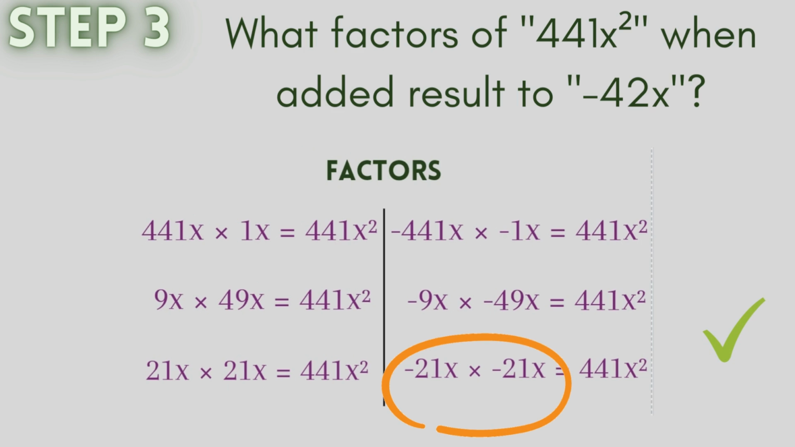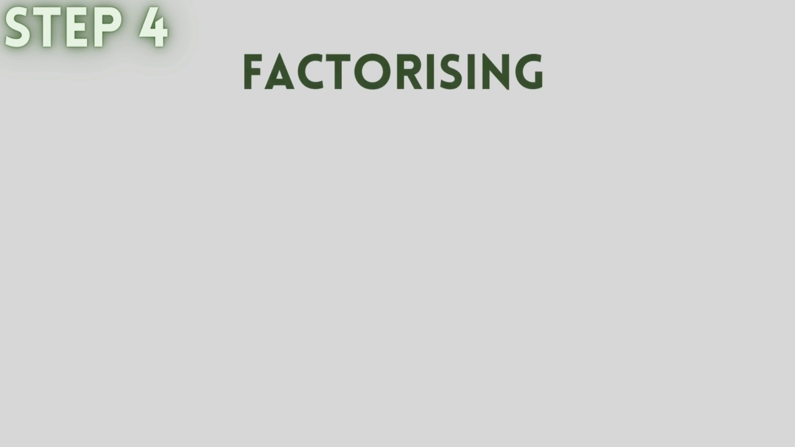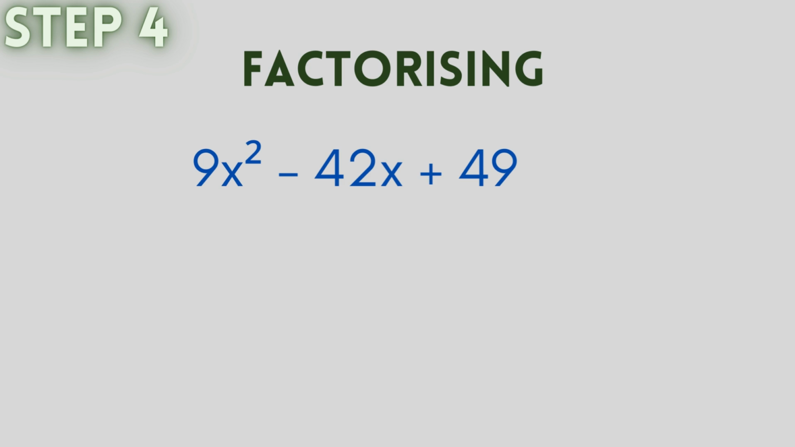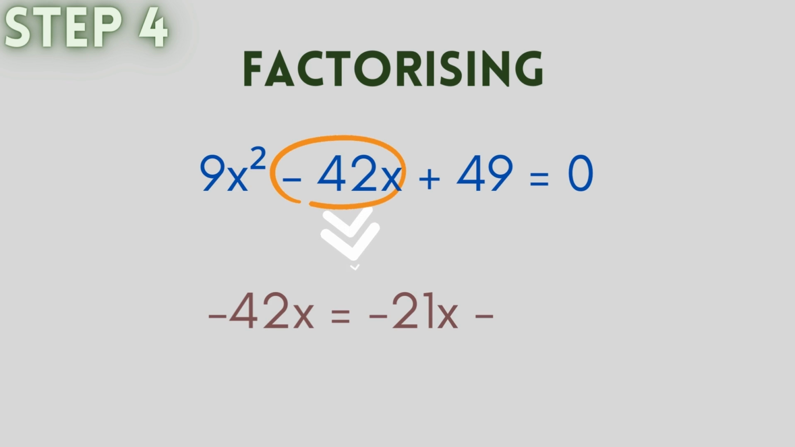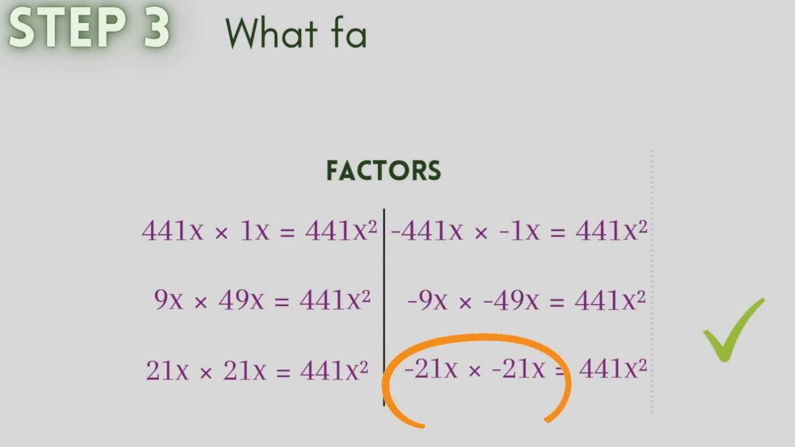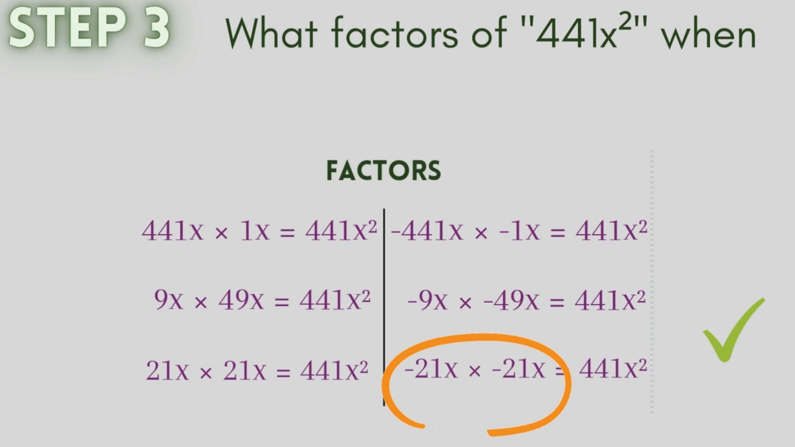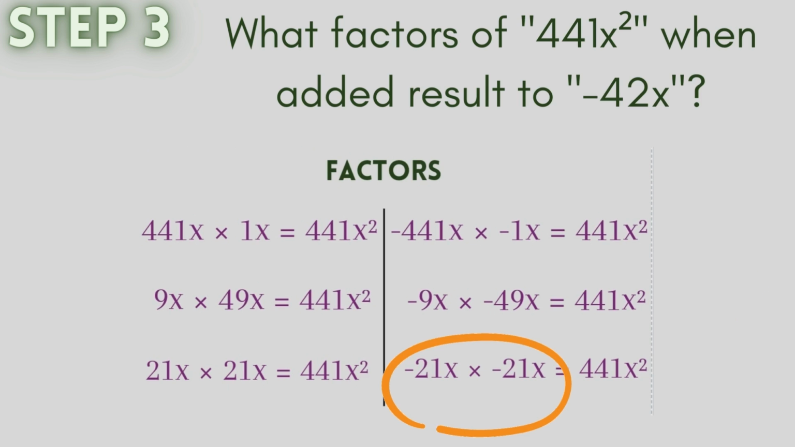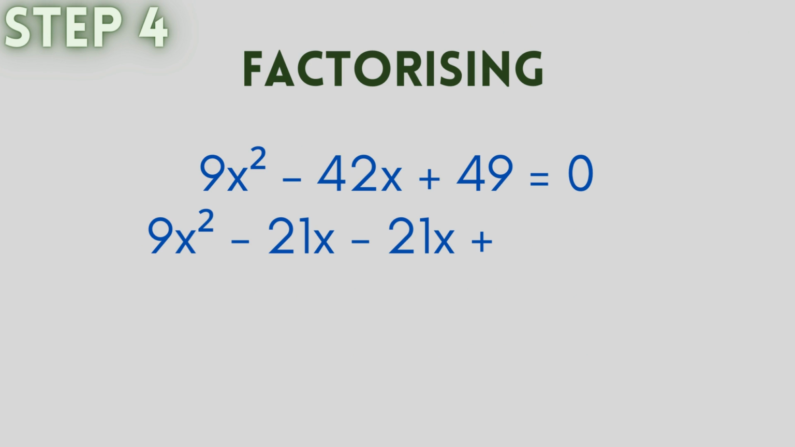Now, let us move on to the final step, factorizing. The equation is 9x square minus 42x plus 49 is equal to 0. So, firstly, in place of minus 42x, let us write minus 21x minus 21x, which is also a combination of factors that when added give us minus 42x and when multiplied give us 441x square. So when we do this, we get 9x square minus 21x minus 21x plus 49 is equal to 0.